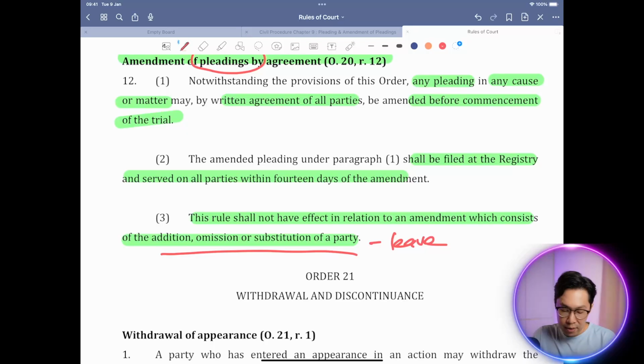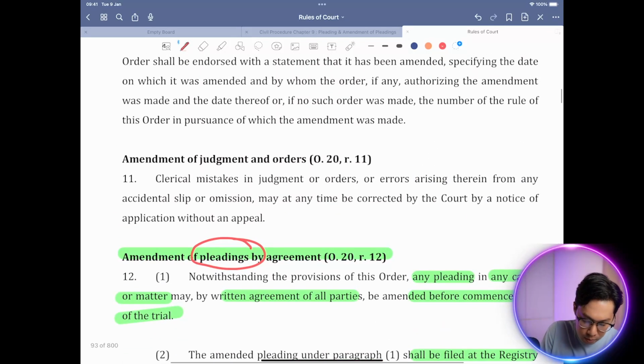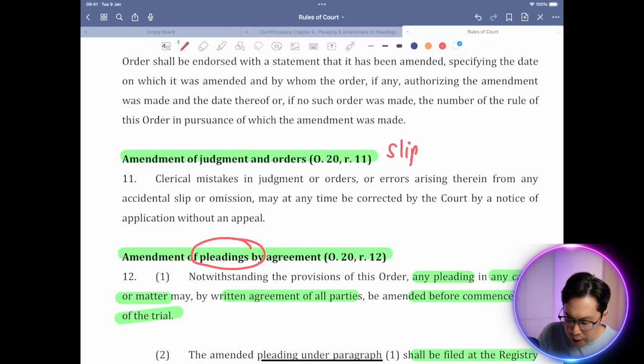Okay? This one. All this one I highlight and read with you means it's important, it may come out in exam. Amendment of judgment or order. This is what we call the slip rule.